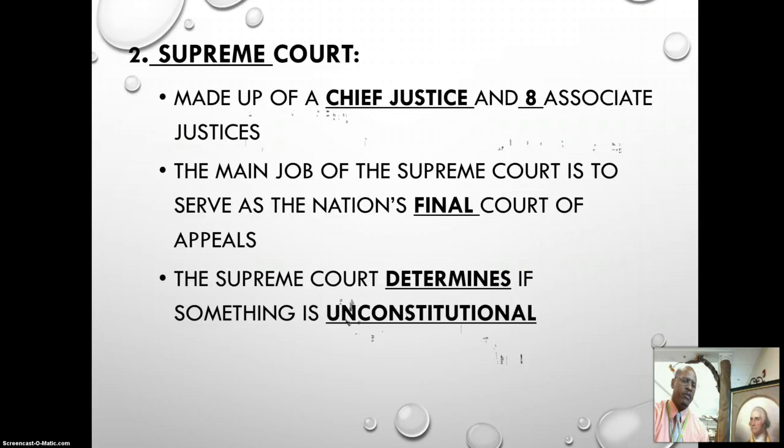If you remember from your web quest, you saw and got to meet some of our Chief Justices that are currently presiding over the Supreme Court now. Their job is to be the final court of appeals for our nation, and the Supreme Court determines if something is unconstitutional or constitutional. As we look at the various court cases that are going through, whether it's issues of marriage, those things go before the Supreme Court, and they'll be the final court of appeal to say whether those things are constitutional or unconstitutional.